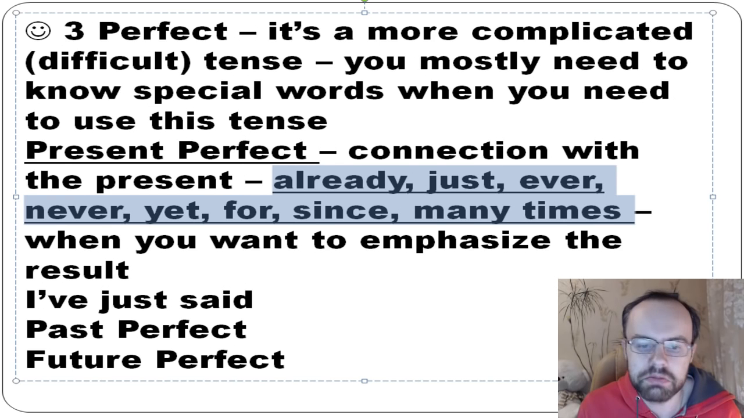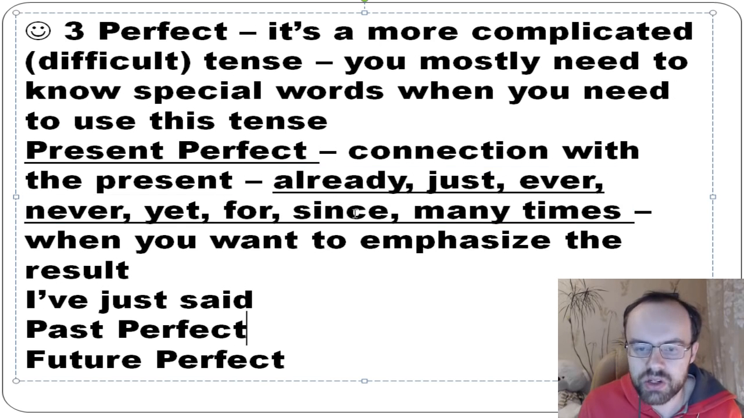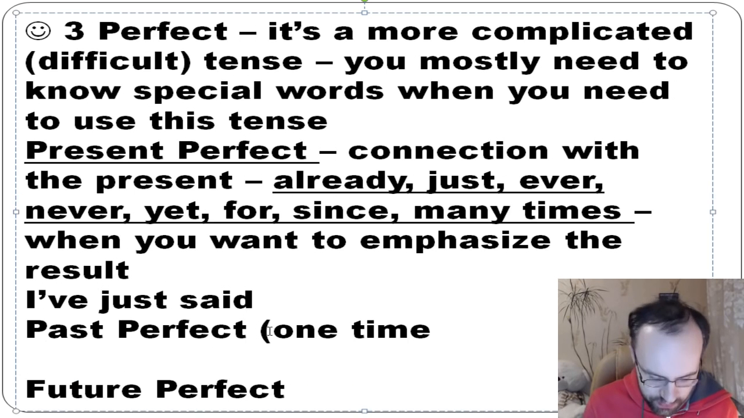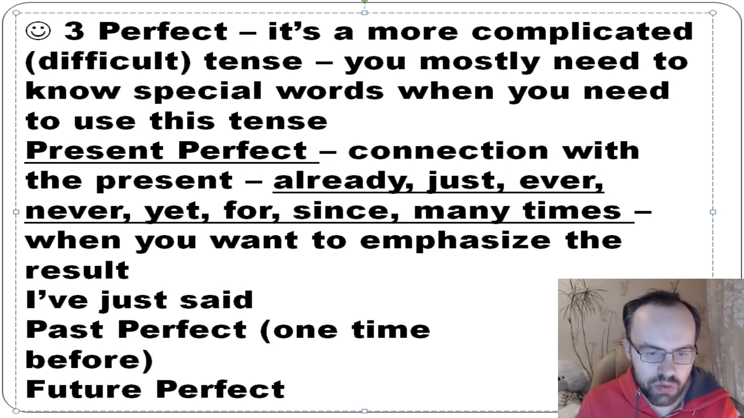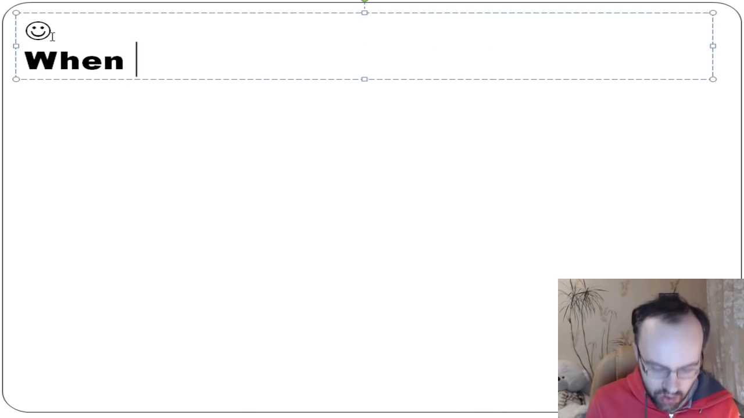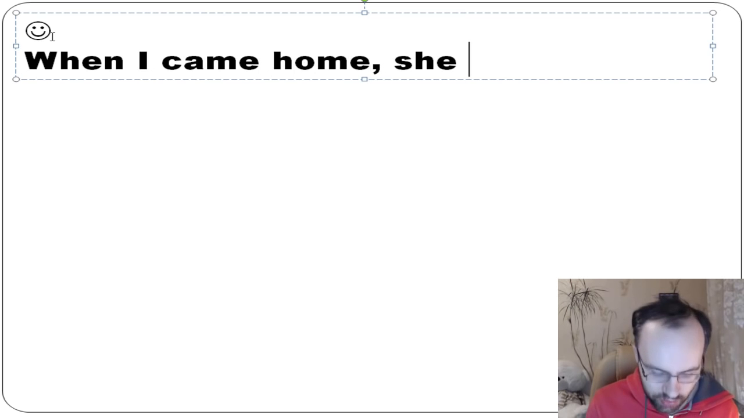Now we look at past perfect. We also use it with such words as already, a very common word for past perfect. But the idea is that this tense is one time before. For example: when I came home, she had already left.